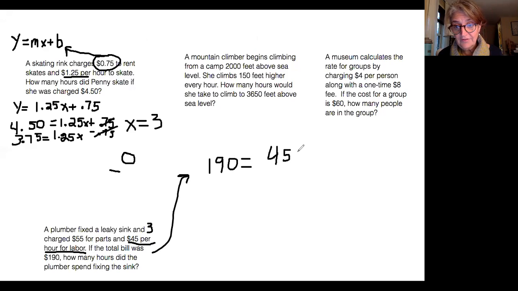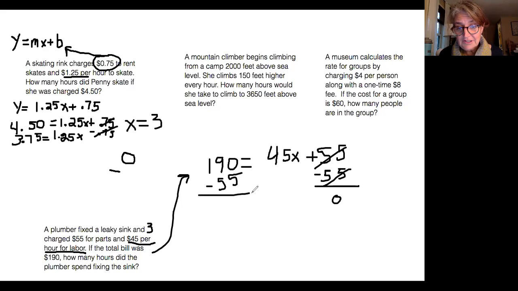Every hour is $45, okay? And then the parts, which are one time, once you buy the parts, you don't need to keep buying the parts every hour, were $55, okay? The first thing we're gonna do is subtract the 55 to isolate our X value. This is gonna just go away, okay? If we do that on that side of the equation, we need to do that on this side of the equation.